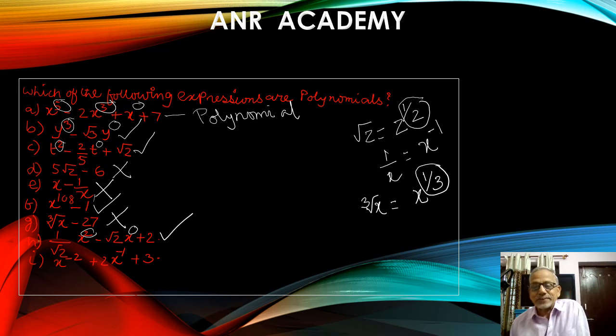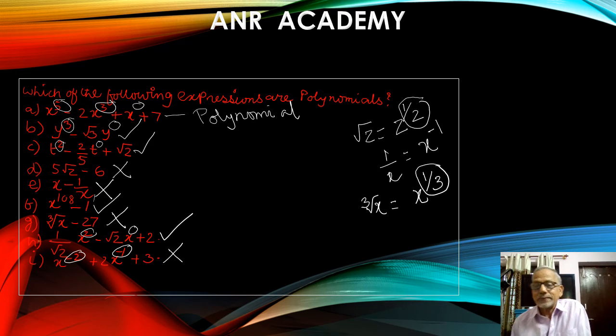The last one. x to the power of minus 2 plus 2x to the power of minus 1 plus 3. What are the powers of your variable x here? Minus 2 and minus 1. So this is not a polynomial.